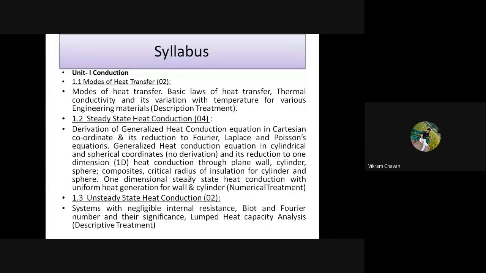Okay, so these things have more scope while dealing with various types of heat exchangers, while dealing with the thermal industries. We can say thermal power plants. So this is the application oriented point, that is critical radius of insulation for cylinders and spheres. Then one dimensional steady state heat conduction equation with uniform heat generation.